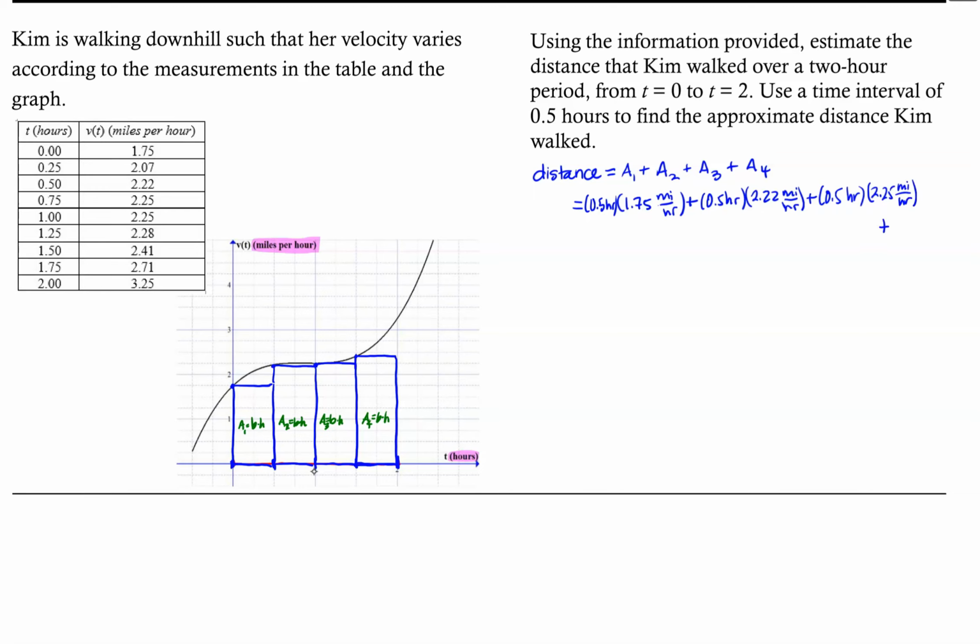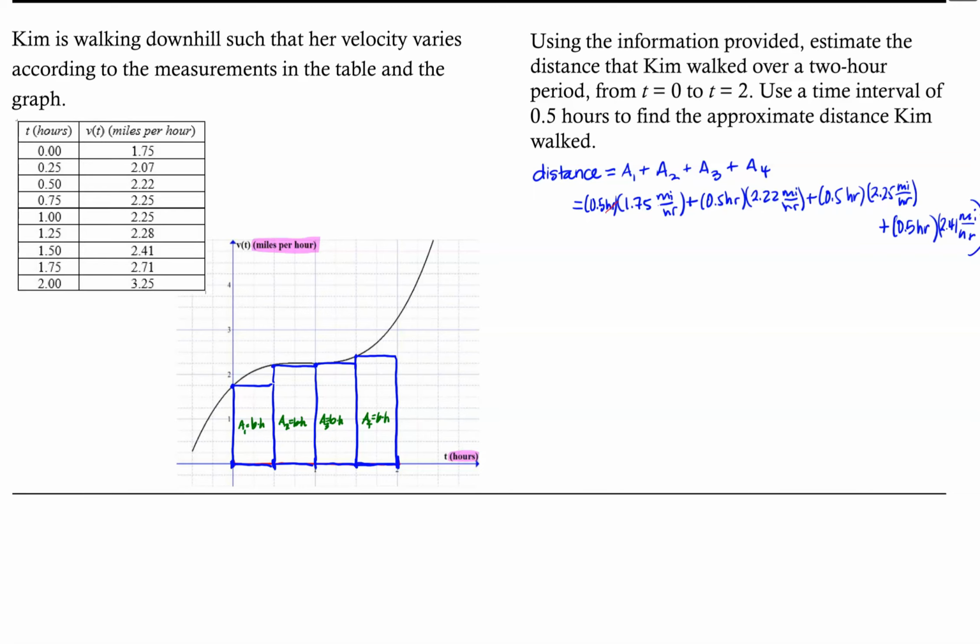and plus the area of our fourth rectangle. Again, the base is going to be half an hour, 0.5 hours, and the height of this rectangle is the velocity at 1.5 hours, and that is 2.41 miles per hour. So we'll have 0.5 hours times 2.41 miles per hour.